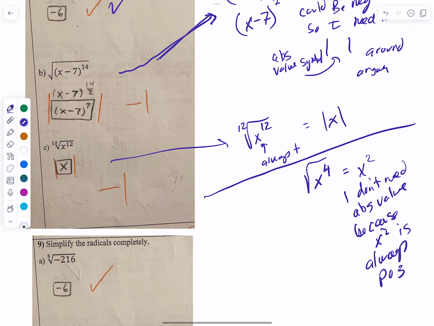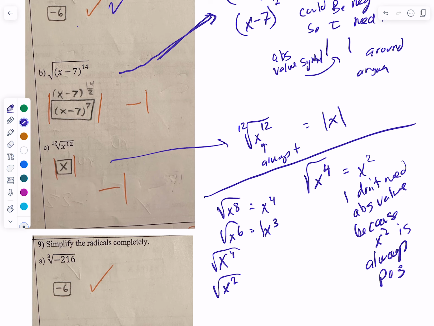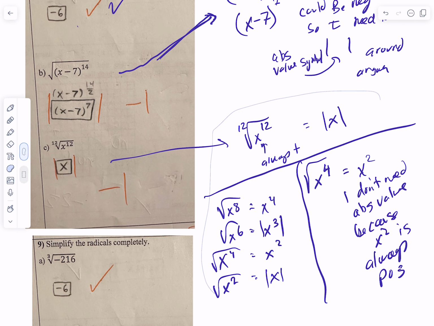Let's make a little chart here. We have x to the 8th, x to the 6th, the square root of x to the 4th, and the square root of x squared. This one is x to the 4th. This one here is x cubed, but it has to be absolute value because x cubed can be negative. X squared can't be negative. So it's like that. All right, the horse has been beaten dead.